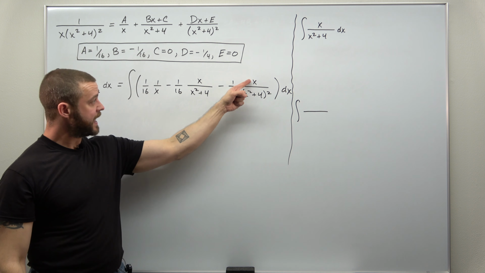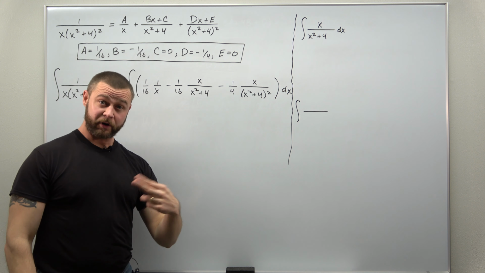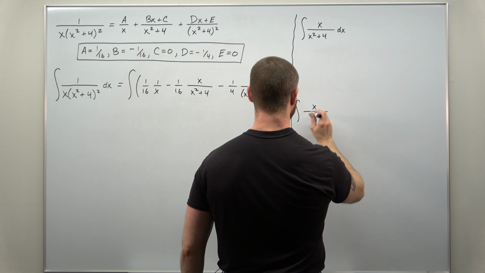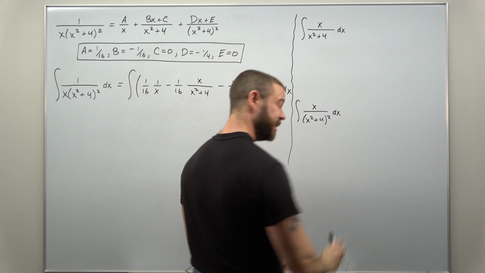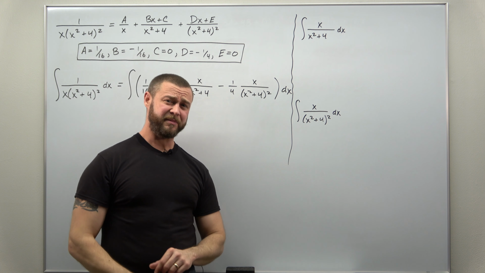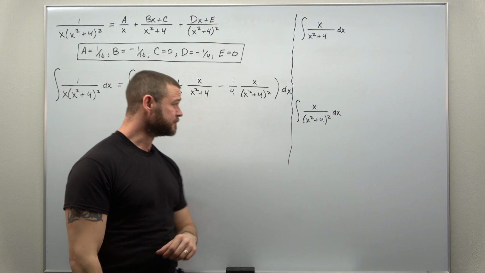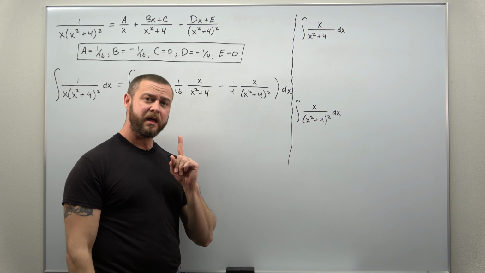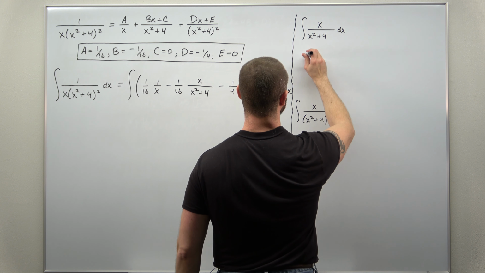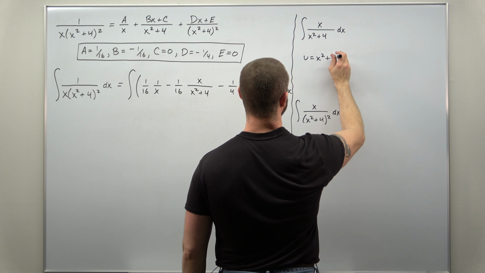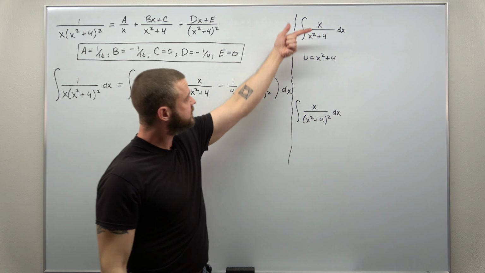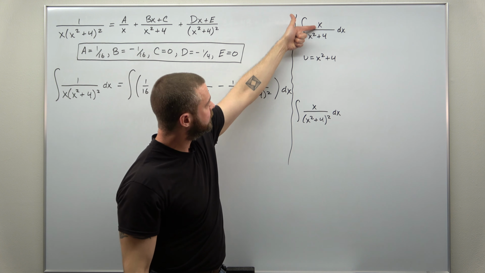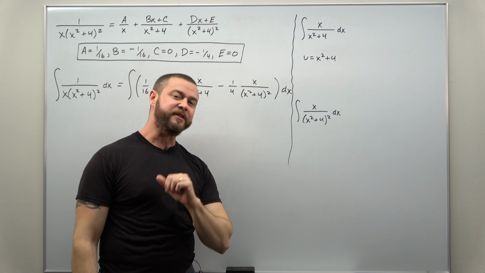And our second integral, x over x squared plus 4 squared. All these repeated quadratic factors, I kind of get out of breath when I'm teaching. It's a lot to say. All right, our substitution here will be u equals x squared plus 4. And that will work for both integrals. And that is because both of them have that factor of x, which we're going to want for du.